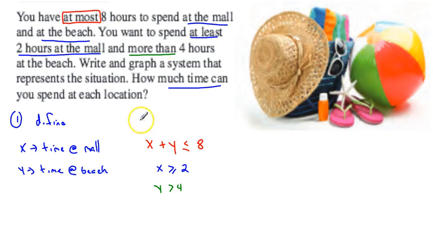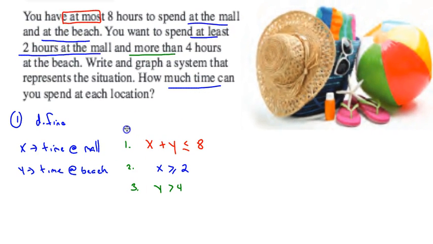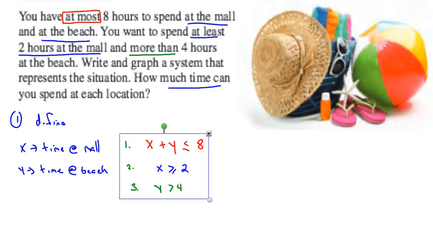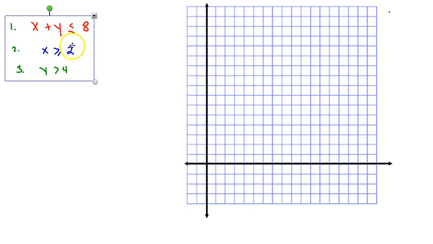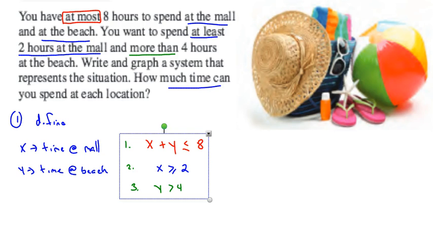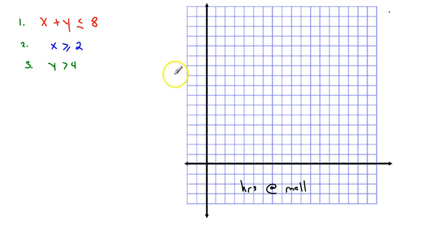Alright, so we have 3 equations, 3 constraints. We could look at all knowing the same thing, right? So equations are constraints in this case. So I'm going to take these 3 equations and go to my graph, and I'm going to graph these 3 equations. So first I'm going to label my graph. This is the hours at the mall. This is the hours at the beach.